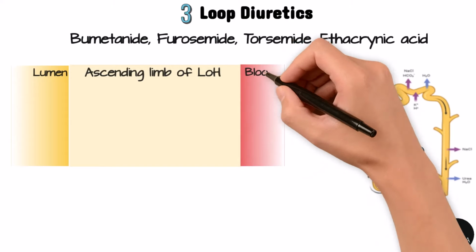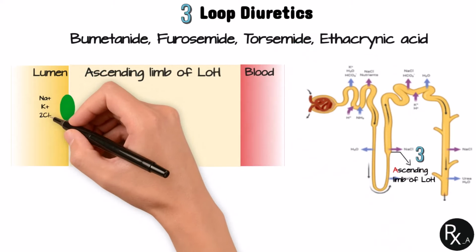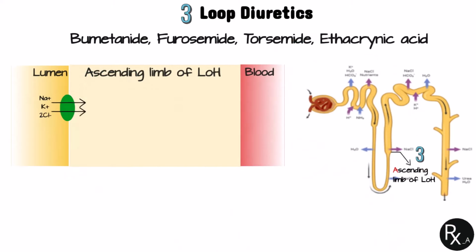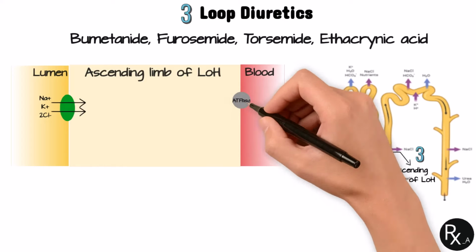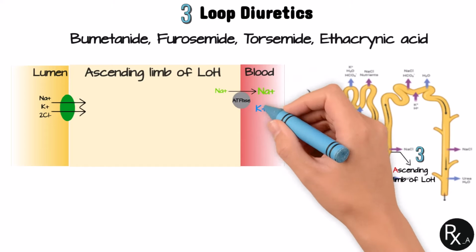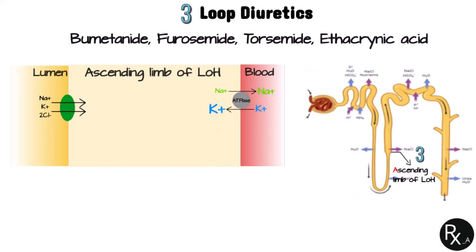Now let's look closely into the cell that lines the thick ascending limb to see what actually happens there. Some of the filtered sodium, potassium, and chloride are reabsorbed by the sodium-potassium 2-chloride cotransporter, which, among other things, causes potassium accumulation within this cell. However, potassium also has a tendency to leak out through potassium channels back into the lumen, contributing to a more positive charge there.